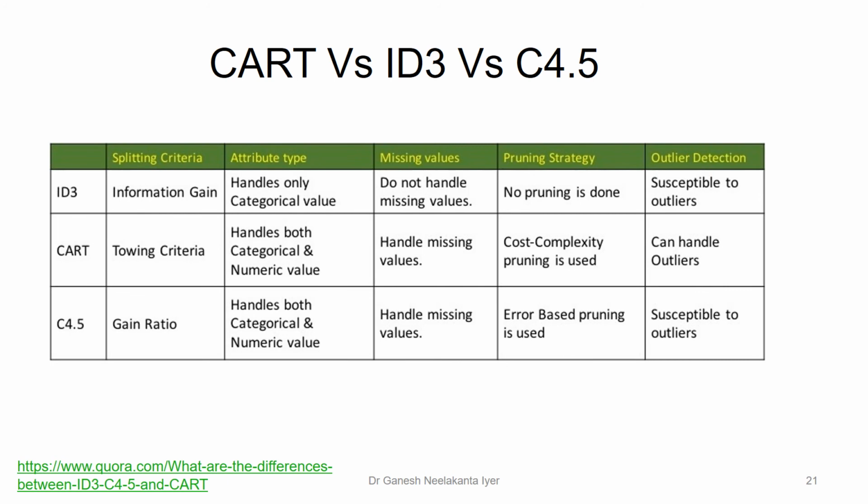Then for attribute type, ID3 handles only categorical values. Both CART and C4.5 can handle both categorical and numerical values. ID3 does not handle missing values, while both other algorithms can. ID3 does not have any pruning, while the other two have pruning, but in two different ways. And ID3 may be susceptible to outliers, and C4.5 also, whereas CART can handle outliers.